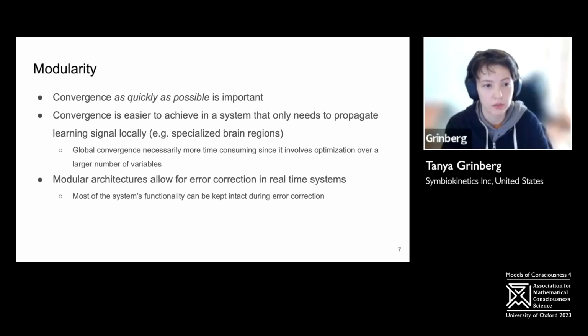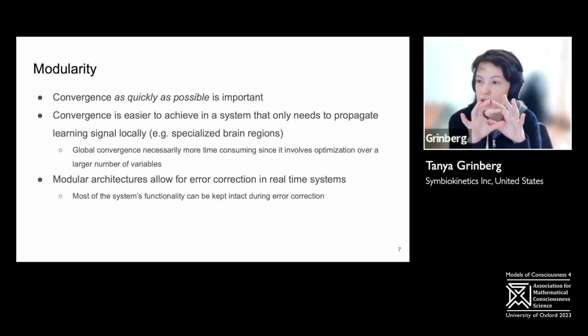Now, onto modularity. Convergence as quickly as possible is important. When an agent is learning a new strategy, ideally the agent wants to learn it fast. This imposes a constraint on whether the learning can take place globally or within local functional modules. I posit that convergence is easier to achieve in a system that only needs to propagate the learning signal locally.